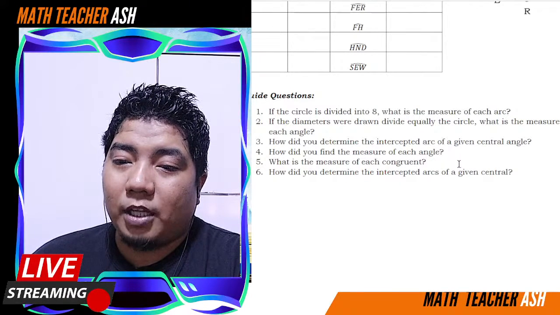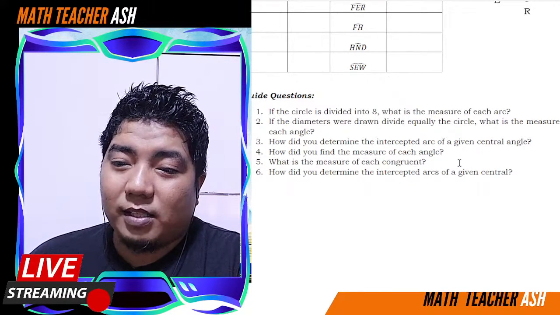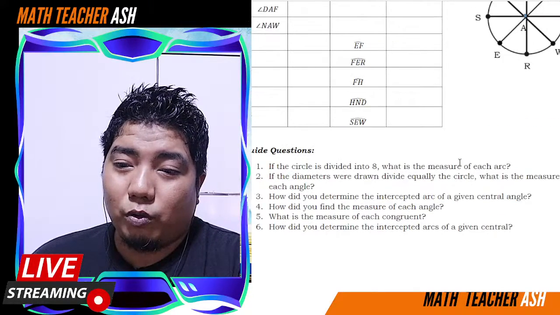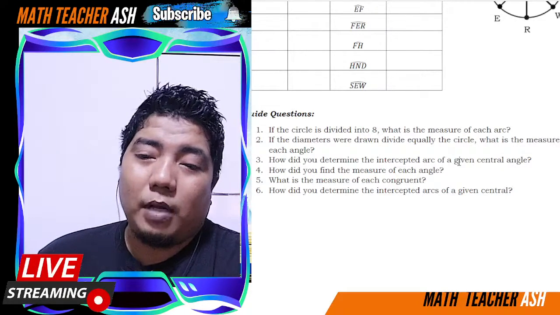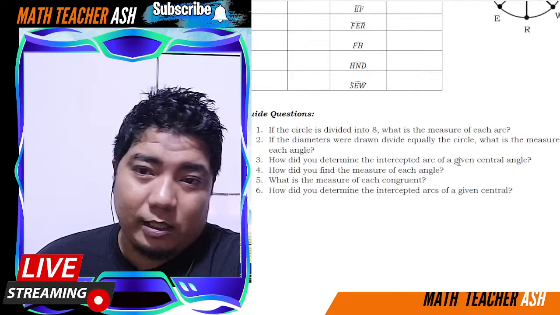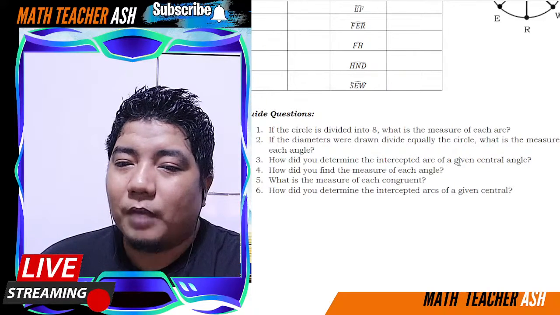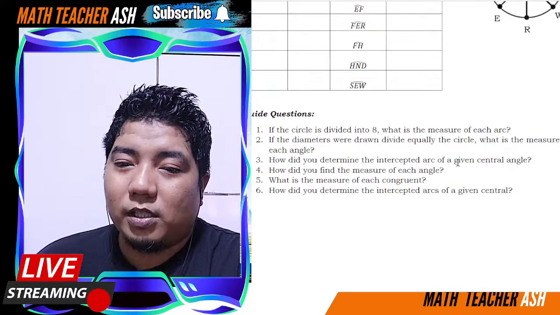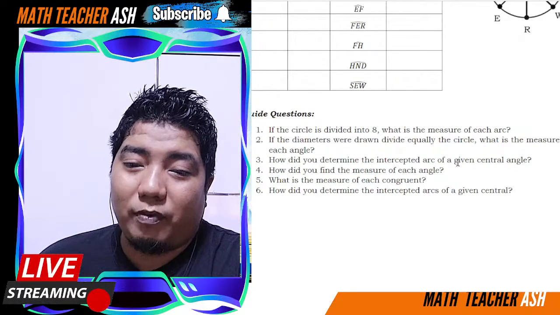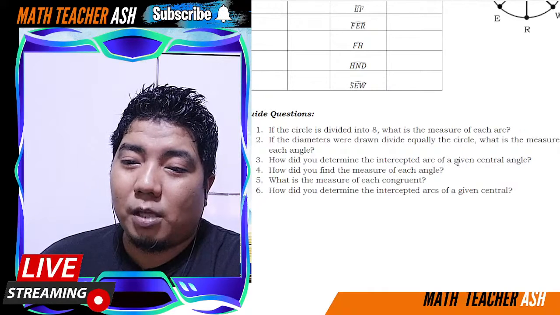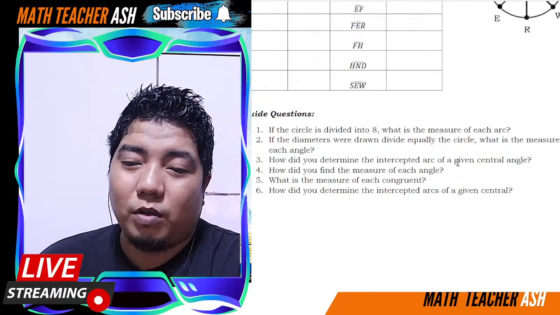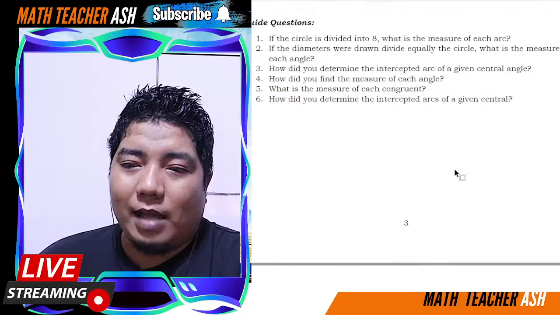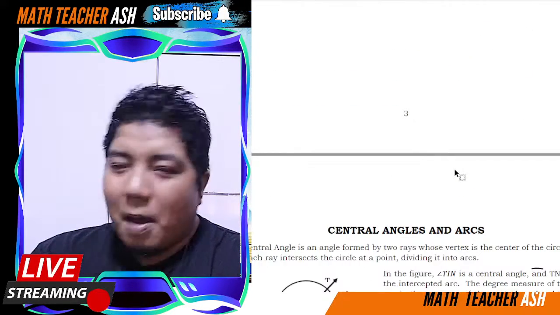How did you determine the intercepted arc of a given central angle? Of course, you can use a protractor for you to do so, or you can just use the normal division of the whole 360 degrees divided by 8. Okay, that's it. How did you find the measurement of each angle? So, ganun lang din. What is the measurement of each congruent? Okay, 45 degrees. How did you determine the intercepted arc of a given central? So, intercepted arc is the arc that is being taken over by the central angle. Ganun lang po kadali, my dear math learners.